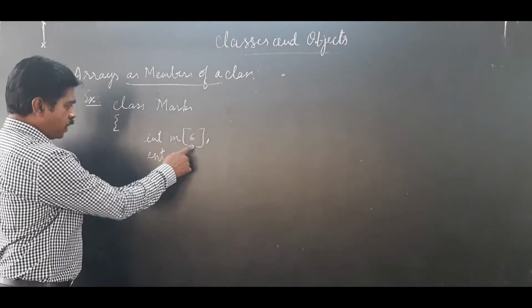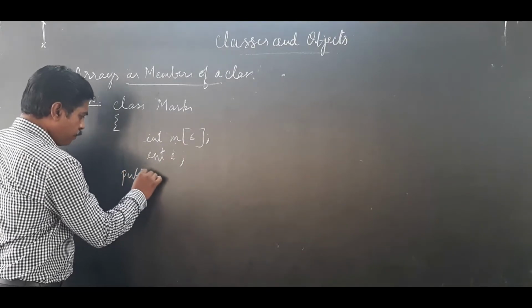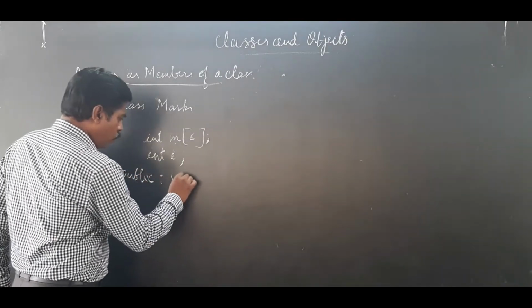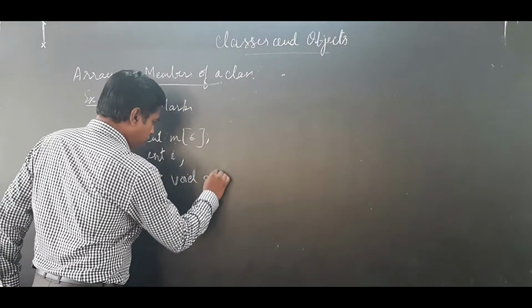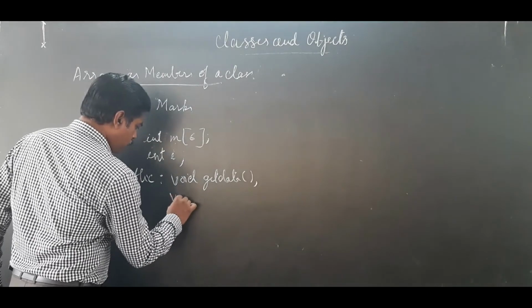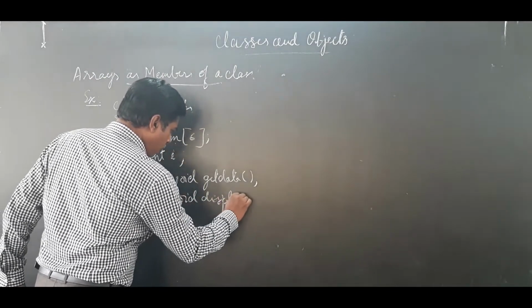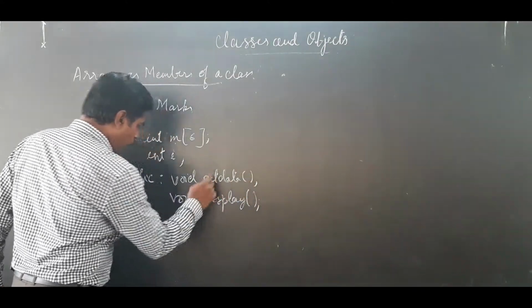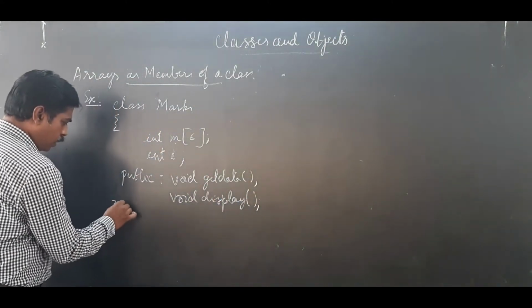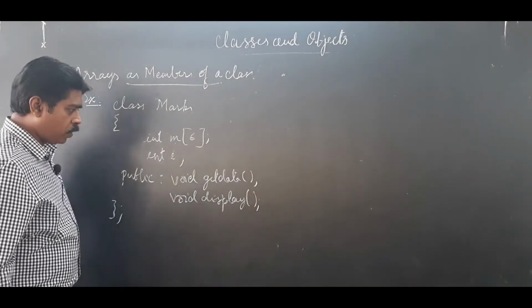So int m of 6, int i, two members are there. Then I take public void get data, and then void display. Void get data and void display, these two are the member functions. I close the flower bracket. Now I am going to continue the coding part.